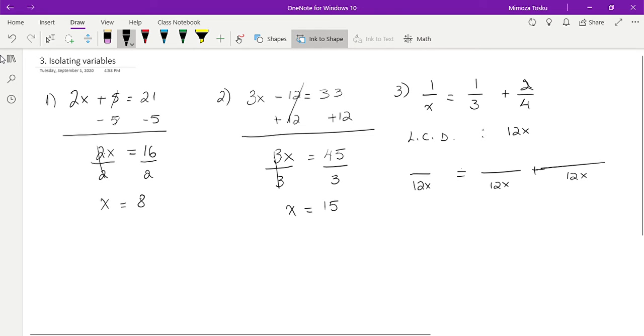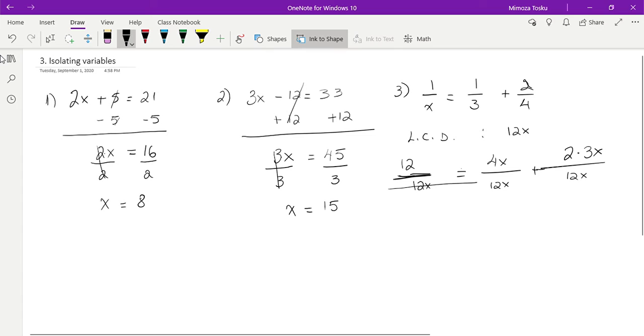So the question that we are asking ourselves here is, what am I multiplying x by to give me 12x? And this will be 12. What are you multiplying 3 by to give you 12x? It is 4x. What are you multiplying 4 by to give you 12x? You are multiplying it by 3, but you have a 2 here, so 2 times 3x.